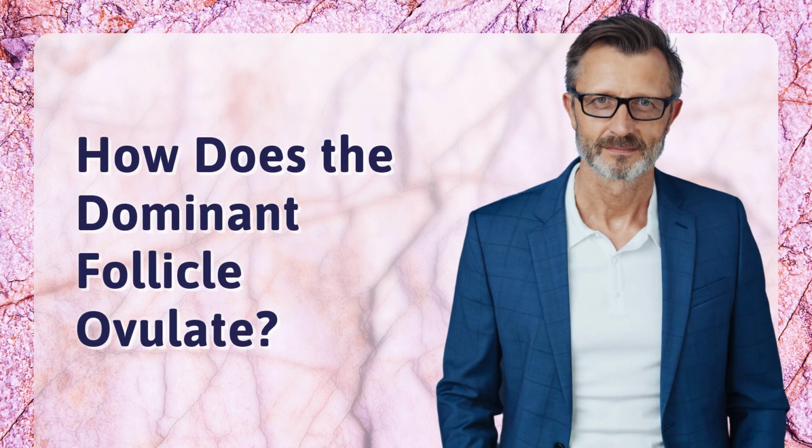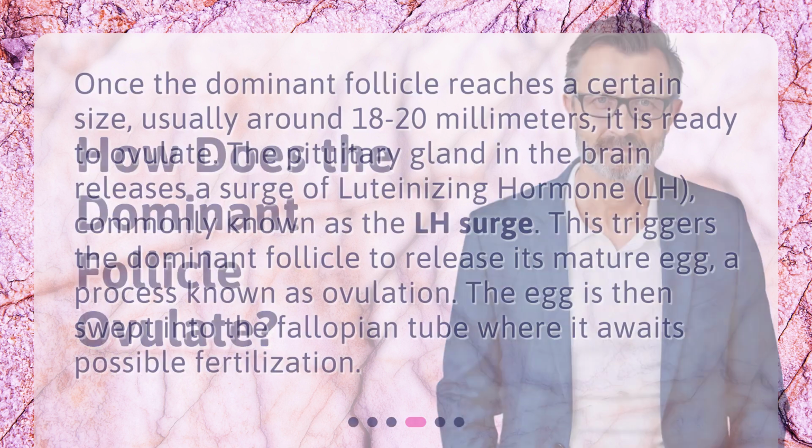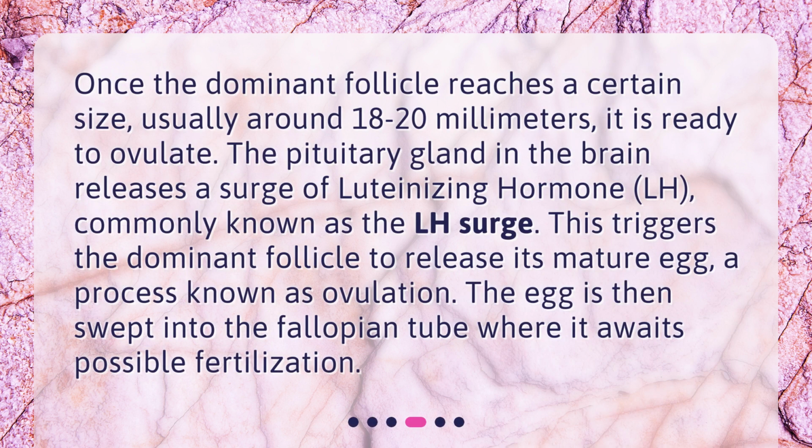How does the dominant follicle ovulate? Once the dominant follicle reaches a certain size, usually around 18 to 20 millimeters, it is ready to ovulate. The pituitary gland in the brain releases a surge of luteinizing hormone, LH, commonly known as the LH surge. This triggers the dominant follicle to release its mature egg, a process known as ovulation. The egg is then swept into the fallopian tube where it awaits possible fertilization.